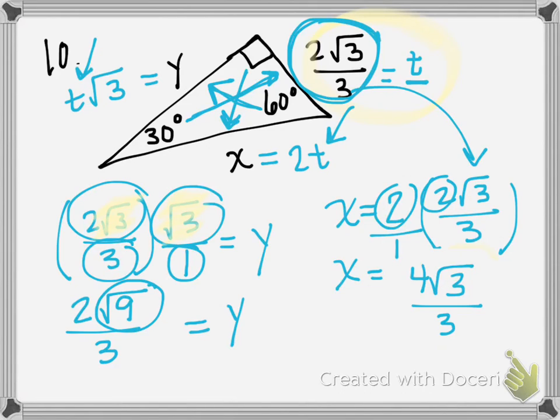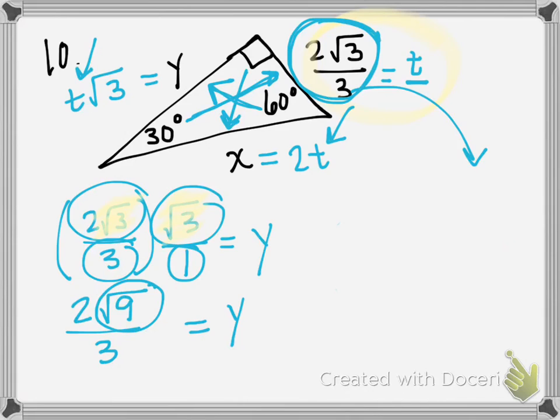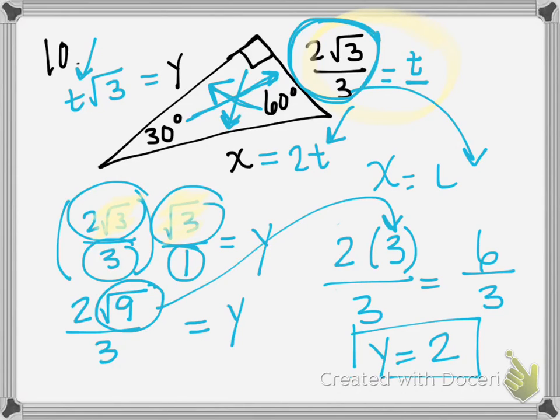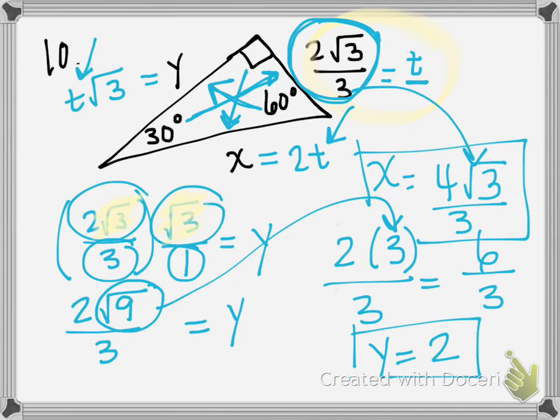And the square root of 9, you guys should know, is a nice, easy, perfect square. Give myself some room. So that's 2 times 3. That's the square root of 9 over 3. This is 6 over 3, so y equals 2. Okay, so there's our second answer. And then the other one earlier, I believe, was 4 square root of 3 over 3. So there's the other answer there.